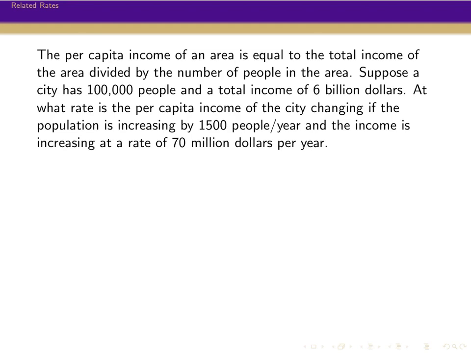Okay, going through this, the first sentence gives us our formula for this problem. The formula says per capita income, I'm going to call that PCI, is equal to the total income, let's call that TI, divided by the number of people. Let's just let P be the number of people.